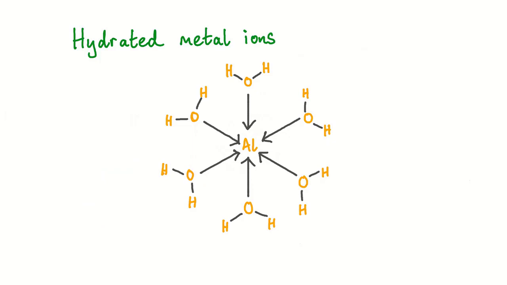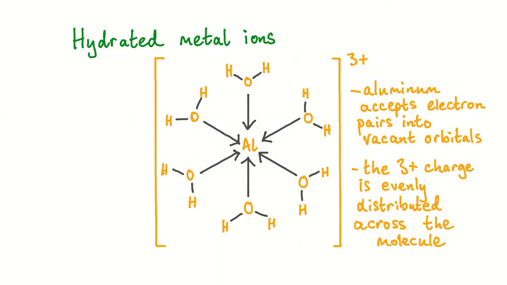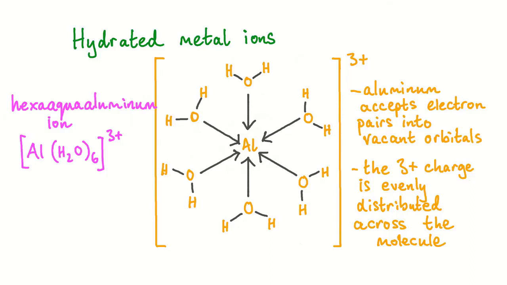Only one lone pair is used by each water molecule to form these coordinate covalent bonds. The other lone pair is pointing away from the aluminum atom, so it isn't involved in the bonding. The aluminum atom accepts these electrons into some vacant orbitals. The 3+ charge on the aluminum ion is now evenly distributed across the entire molecule. Since only 6 water molecules will fit around the central aluminum atom, this ion is known as the hexa-aqua aluminum ion. Now it's time for a question to test your understanding of coordinate covalent bonding.